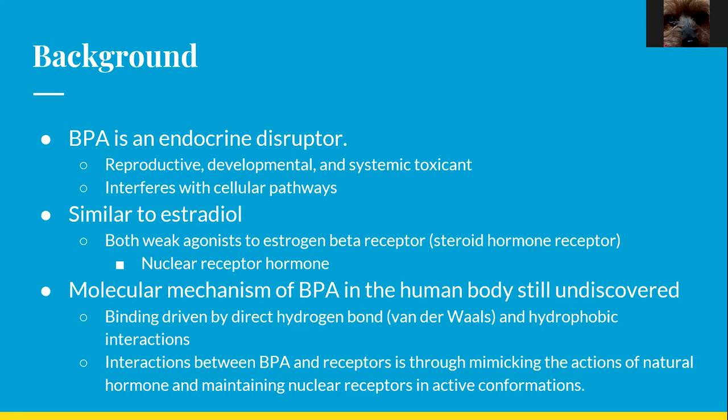The molecular mechanism of BPA in the human body, like I said, is still pretty undiscovered. We don't really know exactly what's going on. It does have something to do with the receptors. Little OChem: the binding of BPA to those receptors is through direct hydrogen bonds and hydrophobic interactions. They're kind of strong, but not as strong as the actual hormone, which is a whole other topic that they didn't really get into. Like I said, BPA acts on the receptors and mimics estradiol. It keeps it within its active conformations, which should be on the next slide, please.